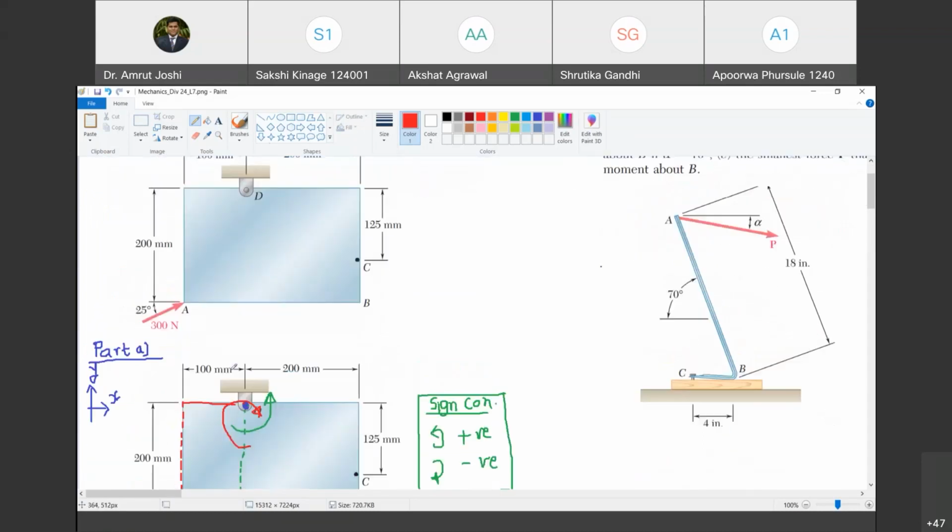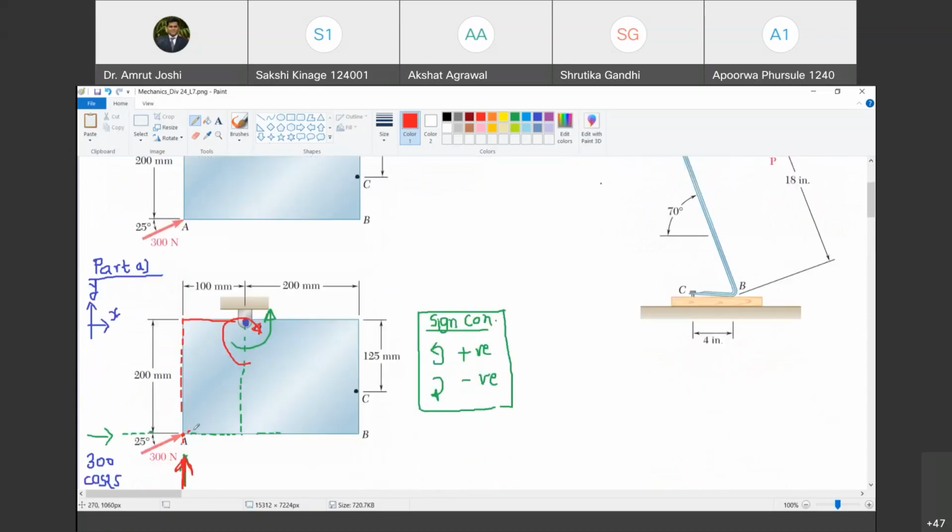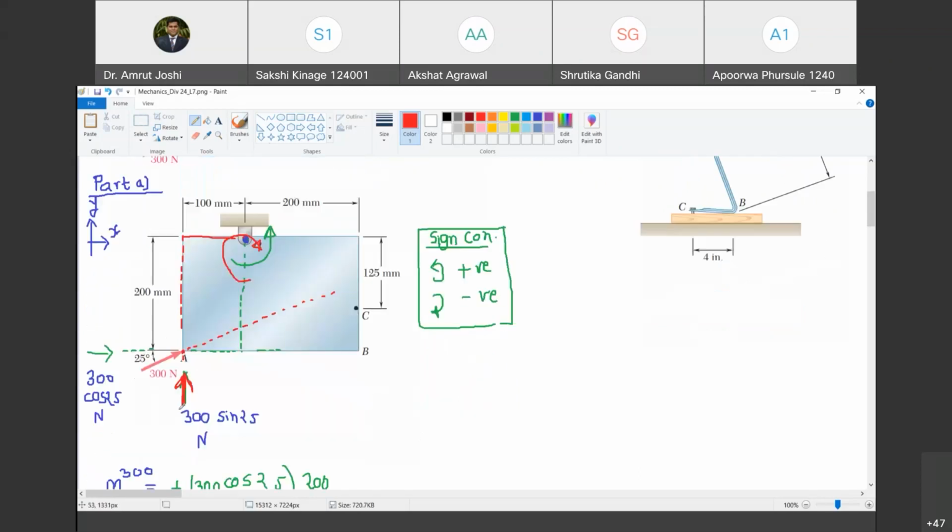Now let us look at this problem intuitively. If I continue the line of action of this 300 Newton force and imagine there is nothing else acting on the body, and hold the body at D, what kind of moment is it going to cause? You can see that it causes anti-clockwise rotation. Do you agree with me? Yes, sir. So our answer is correct.